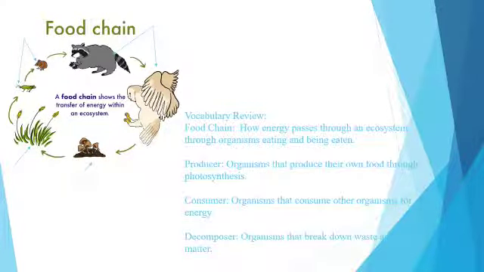Vocabulary review. Food chain: how energy passes through an ecosystem through organisms eating and being eaten. Producers: organisms that produce their own food through photosynthesis. Consumer: organisms that consume other organisms for energy. Decomposer: organisms that break down waste and dead matter. These vocabulary words, you should study them.